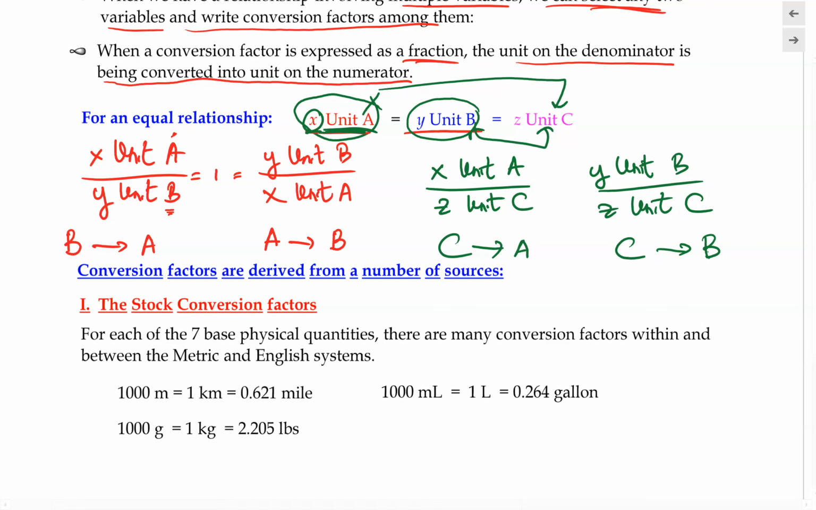Anytime we have an equal relationship, whether it is two variables or many variables, we can select out any two and write a fraction for them. And depending on how we write our fraction, they have different meanings: to convert from A into B or B into C, depending on which one we put on the top and which one we put on the bottom of the fraction.